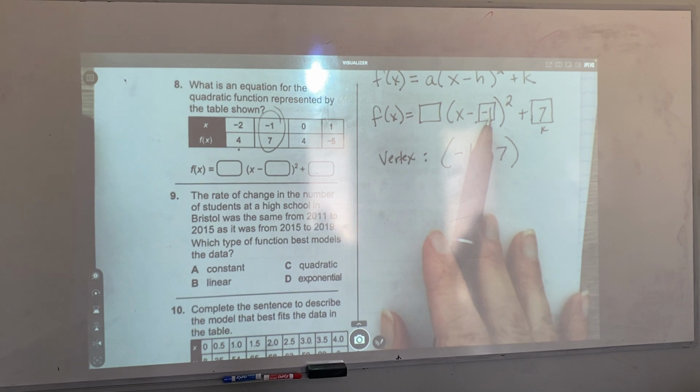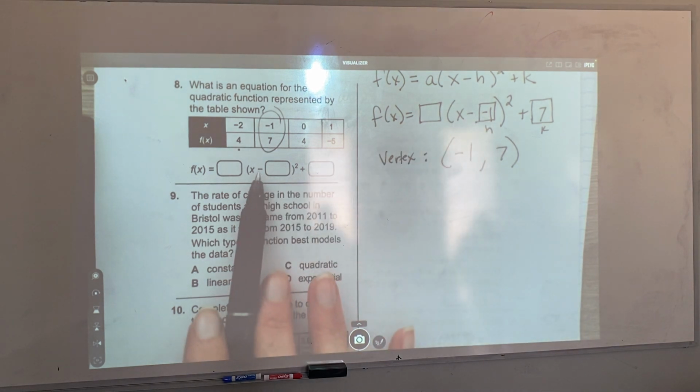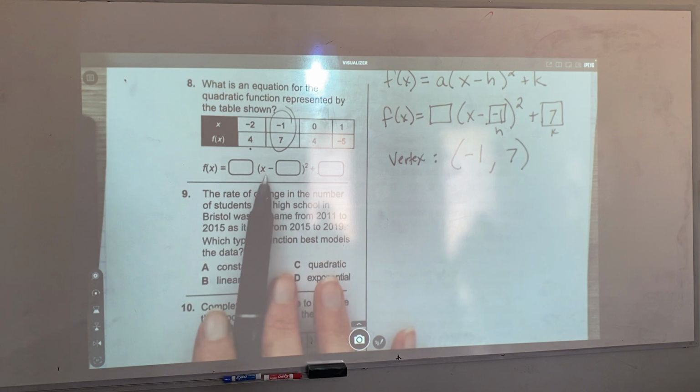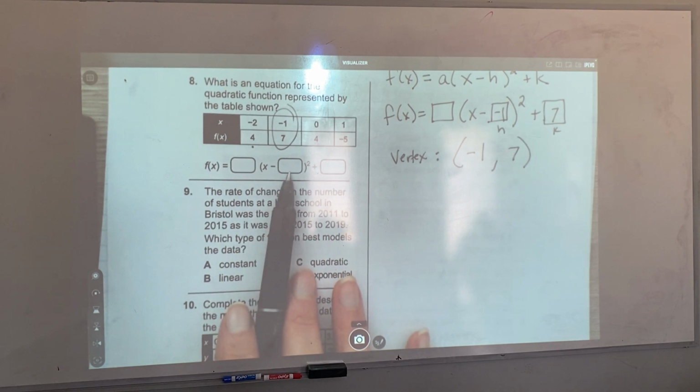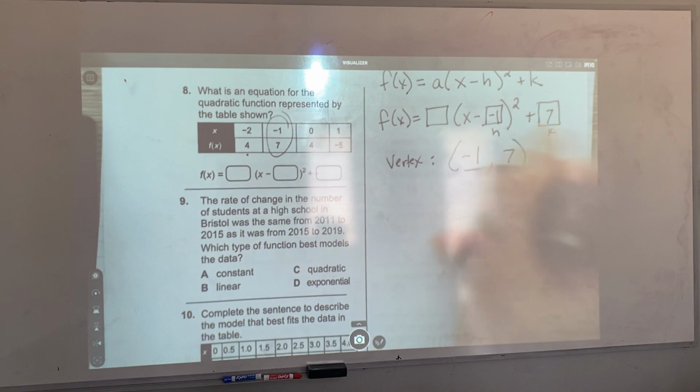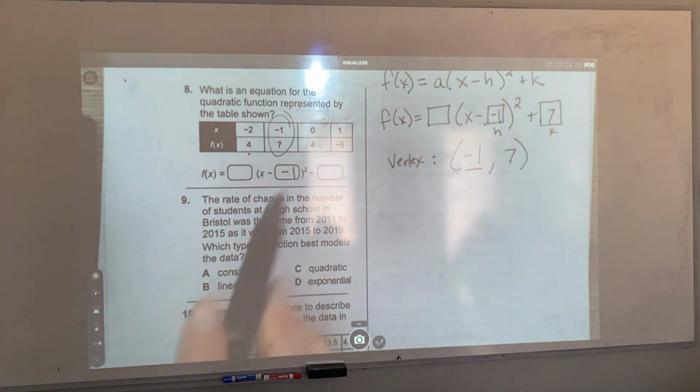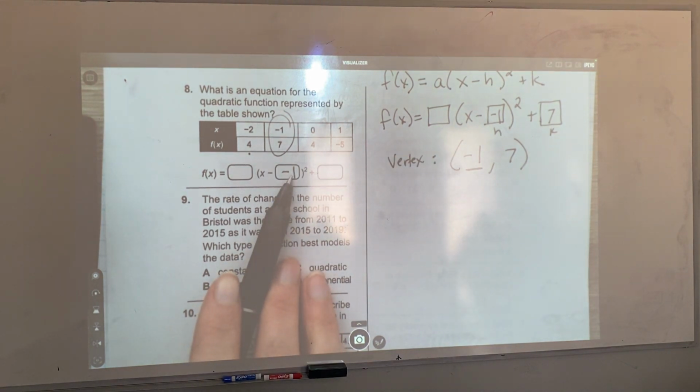But be really careful, because take a look at the way that the test wants you to fill it in. Does the test simplify it? No. They actually want you to fill in -1 for that. So just be really careful with that.